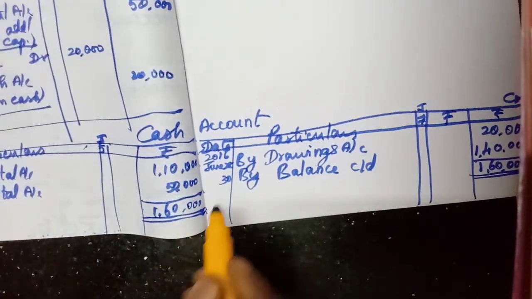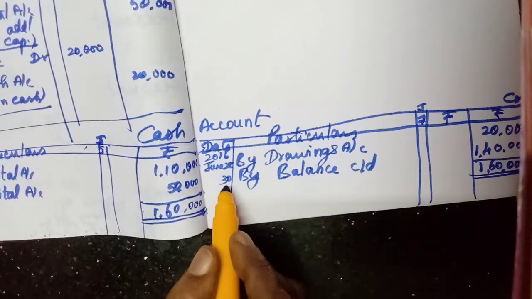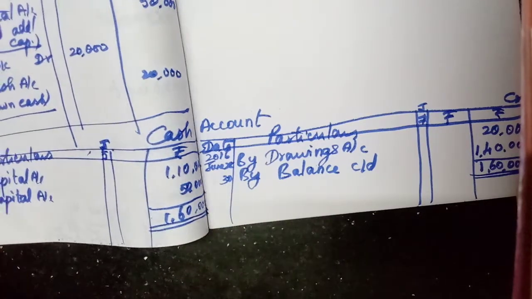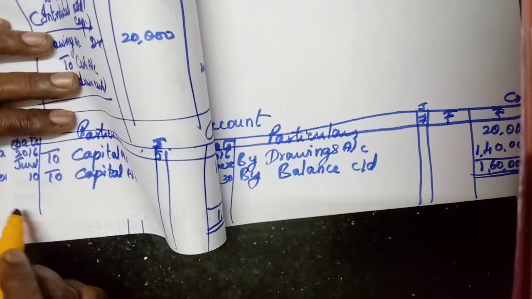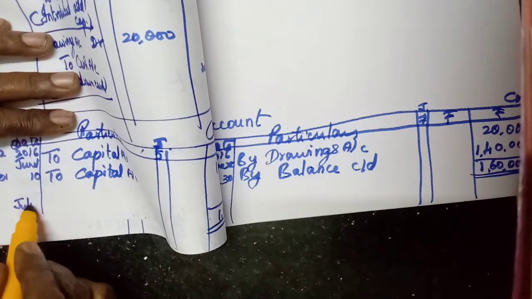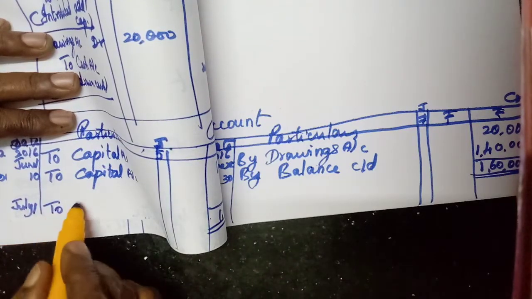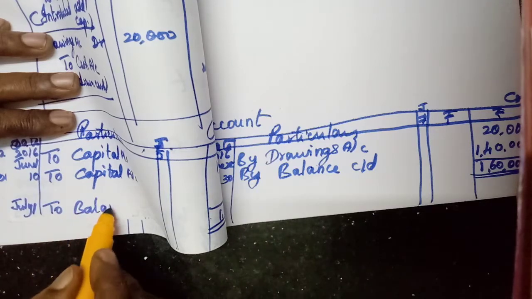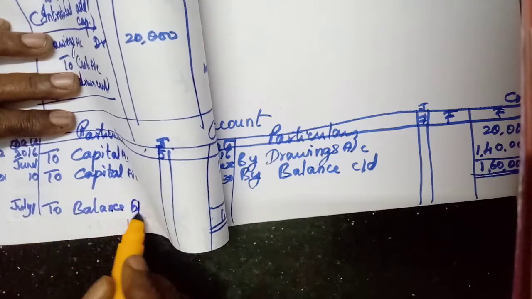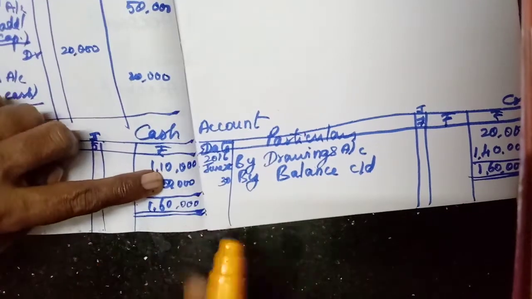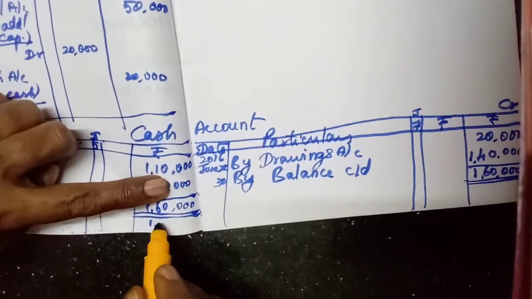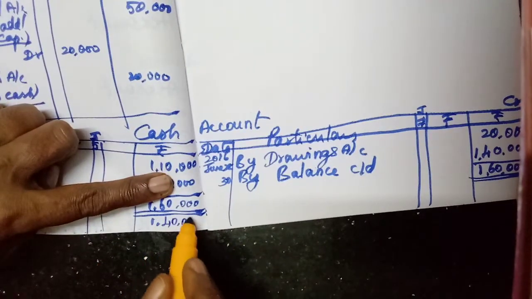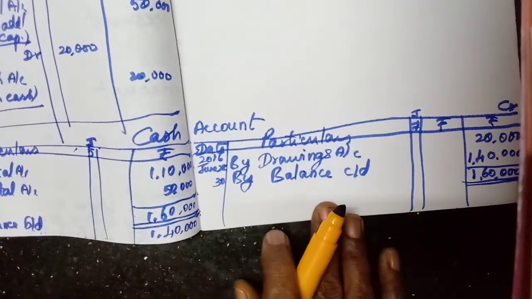Okay. So next date what? June 30. Next date July 1. So we should write. Okay, July 1. To balance brought down. How much? 1,40,000. Okay. That account gets over.